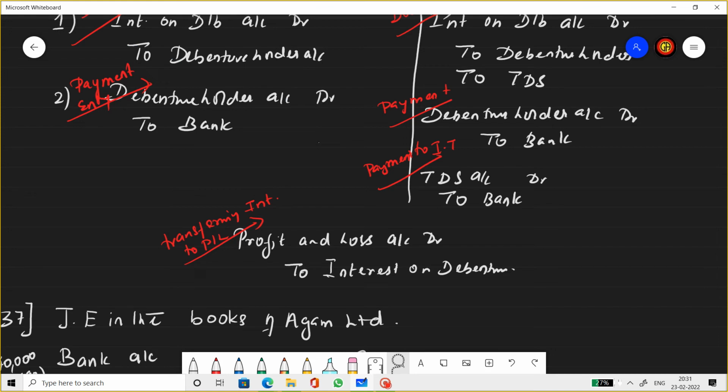And so on. The last entry, which is profit and loss account debit to debenture interest or interest on debentures, is transferring the interest to the profit and loss account. This is one entry only, and we pass this only at the end of the year when the profit and loss account is prepared. So this is literally transferring the interest to the profit and loss account.